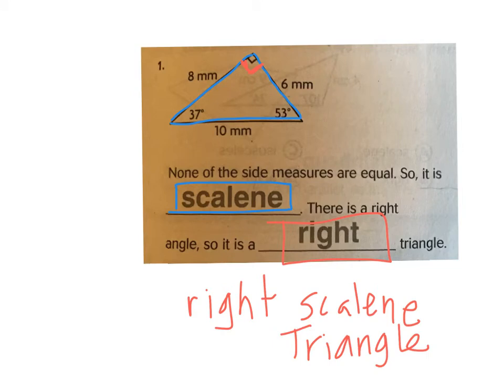Whenever you're asked to classify triangles, always look at their sides and try and classify that, and then always look at their angles and try and classify that. Sometimes you'll be able to write more than one thing.